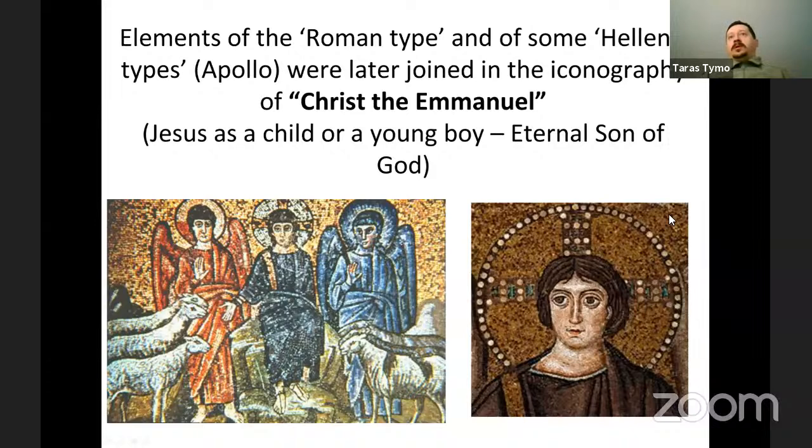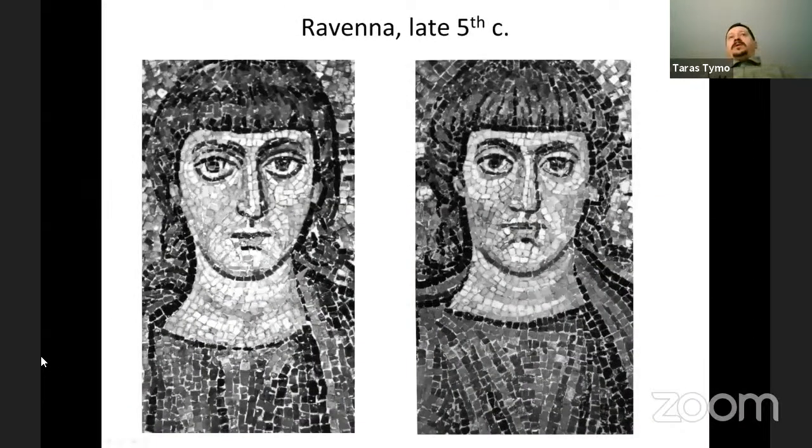usually adorned with an elaborate cross-shaped halo. Again, Christ as a good shepherd flanked by two angels. There are many representations like this from Ravenna, from the mosaics.